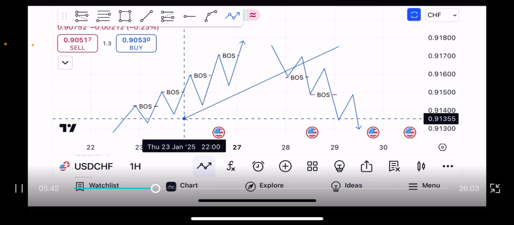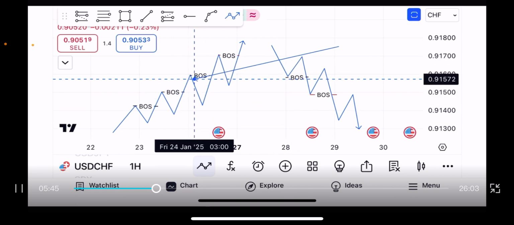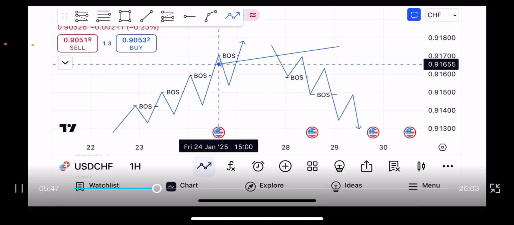And the rule in an uptrend is whenever we have a break of structure, the market will retrace to shoot back up.